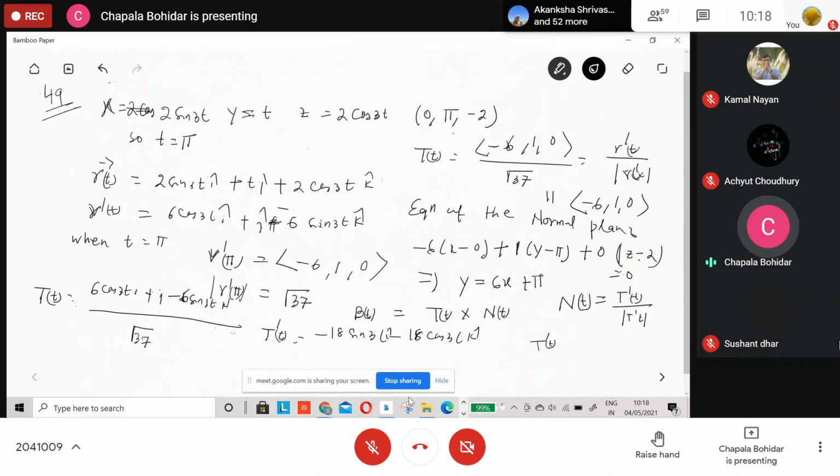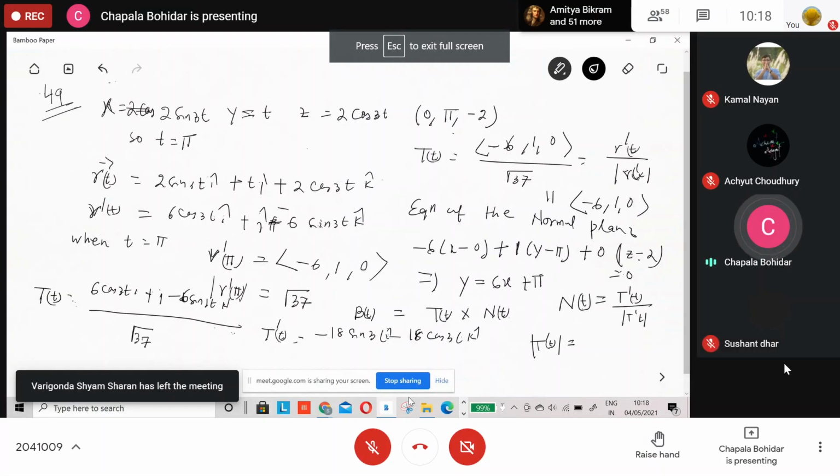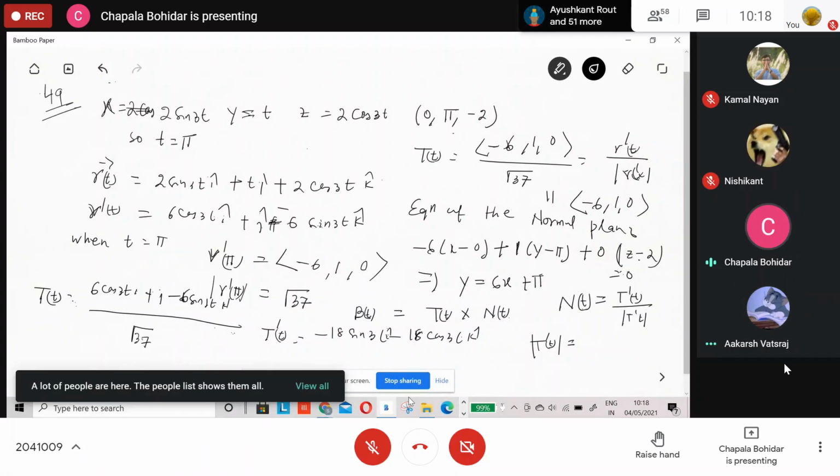Absolute value of t dash t. Tell me. Absolute, this square plus this square, what do you get? 18 square or not? I'm getting 18 by root 37. 18 by root 37. 18 by root 37.